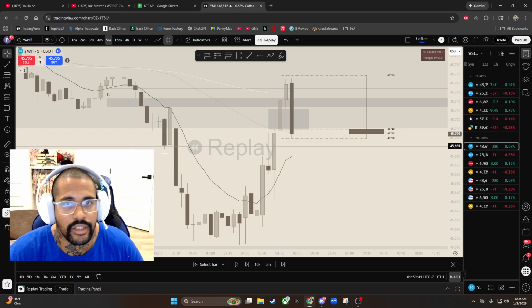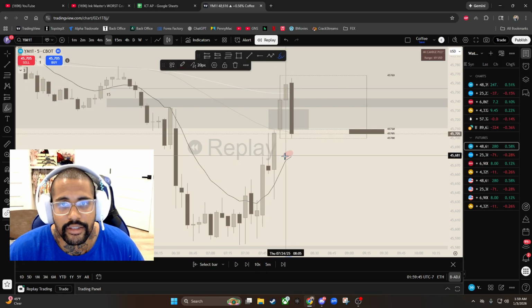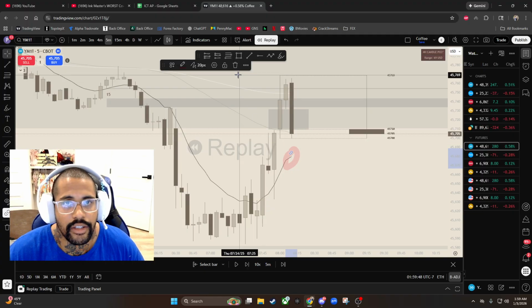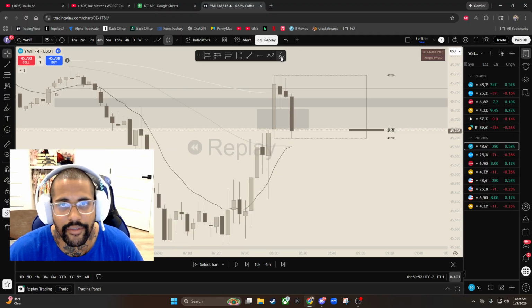Let's look at the EMAs here. EMAs are not aligned. Not only are they not aligned on the 5 minute, because we have this EMA on the 5 minute in the way, which is the 13 EMA, but let's look at the 4 minute. We have the 50 and the 13 in the way.